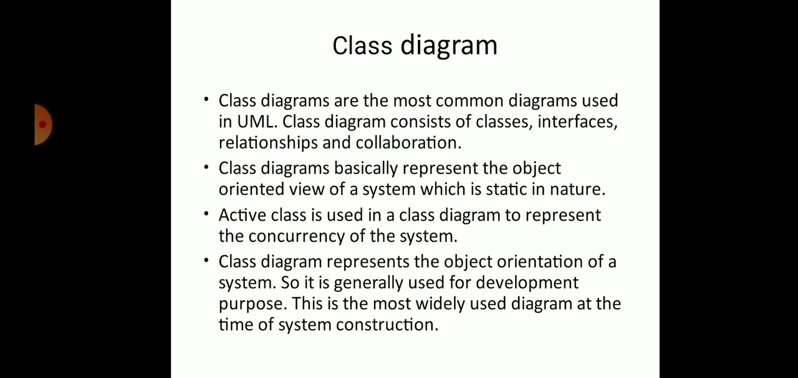Class diagrams are the most common diagrams used in UML. It consists of classes, interfaces, relationships, and collaborations. A class diagram basically represents the object-oriented view of the system, which is static in nature. Active class is used in the class diagram to represent the concurrency of the system. The class diagram represents the object orientation of the system, so it is generally used for development purposes. This is the most widely used diagram at the time of system construction.